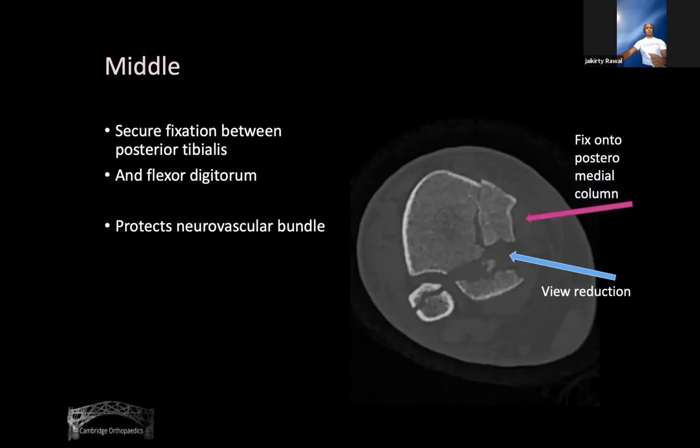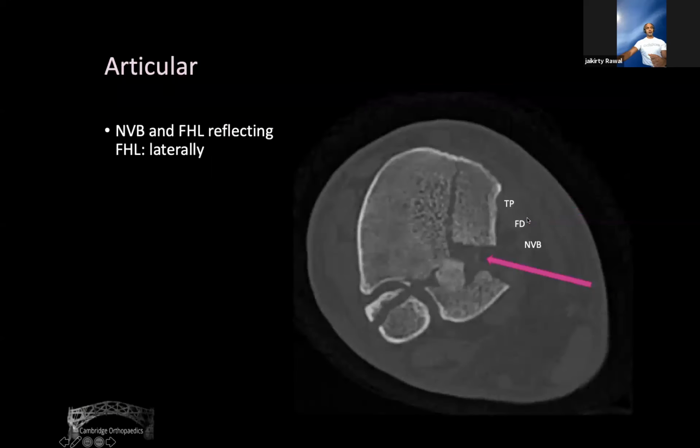And then in the middle, within 5 centimeters of the ankle, you're trying to view your fracture plane but also secure your visualization, and that tends to be between tibialis posterior and flexor digitorum, and here we have FHL. That's quite nice because you can use a tendon to protect your neurovascular bundle. And then when you end in the articular zone, there we go, we've got tibialis posterior, flexor digitorum, neurovascular bundle. You're working between the neurovascular bundle and FHL.